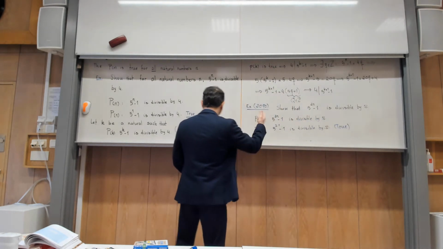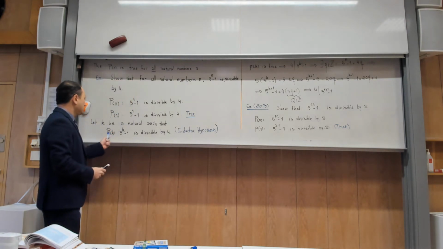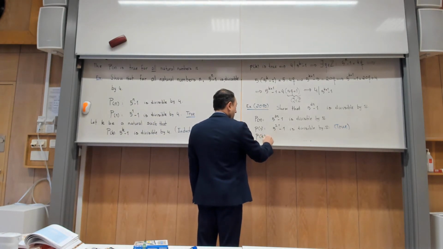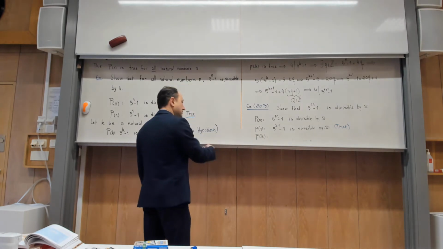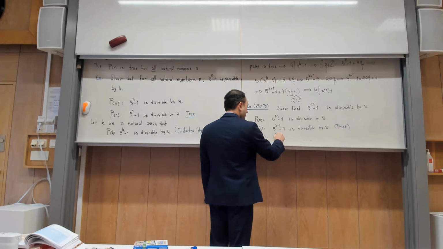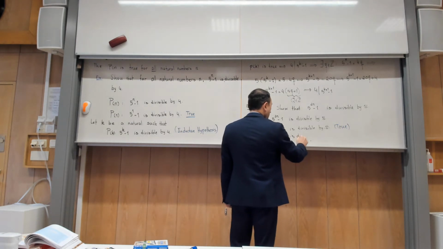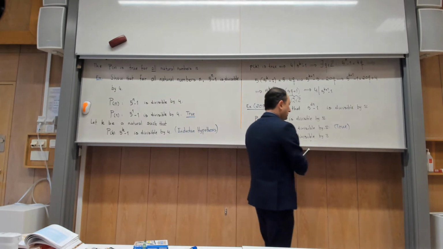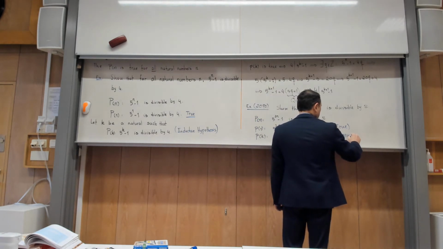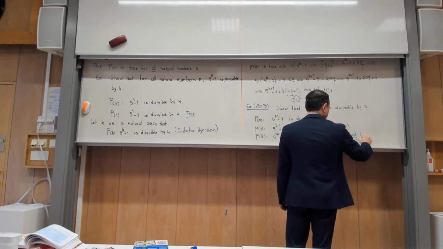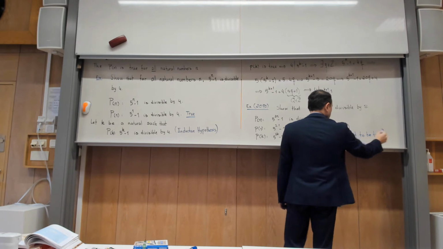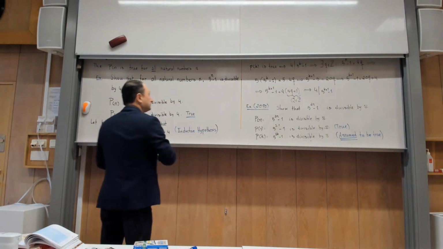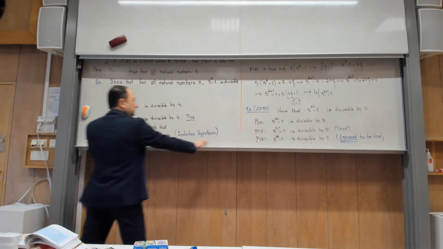Now, in principle, you should always write this sentence, let k be a natural number such that this is true. But let me just write it shortly, so that I would write P of k. This is the inductive hypothesis or assumption. So P of k, 5 to the power of 2k minus 1 is divisible by 8. So let me write assumed to be true. We want to show that the next one is also true, yes? Let me write this here.